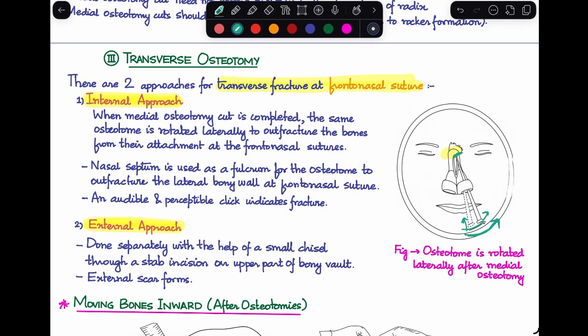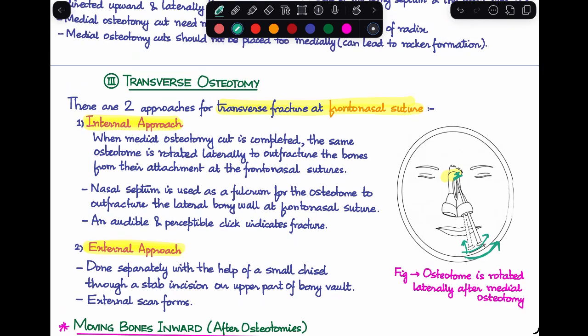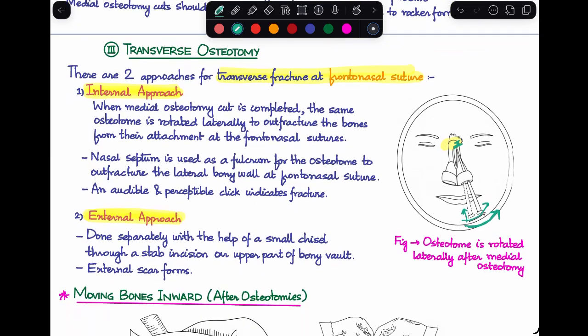So that's our internal approach. Second, we have the external approach, where we do it separately with the help of a small chisel, where again we give a stab incision on the upper part of the bony vault. And because we are giving a stab incision, there can be the formation of an external scar over here. So this is about the different approaches, the different steps to performing the 3 osteotomies.